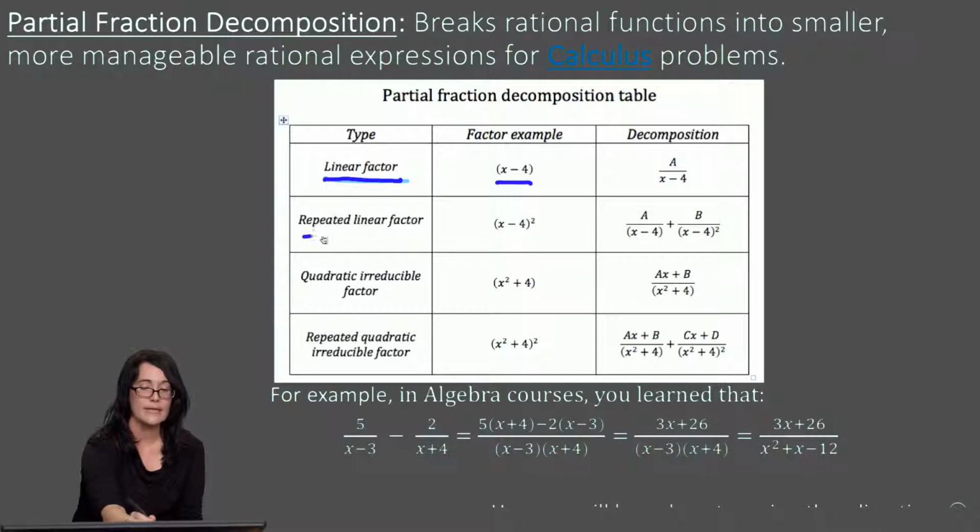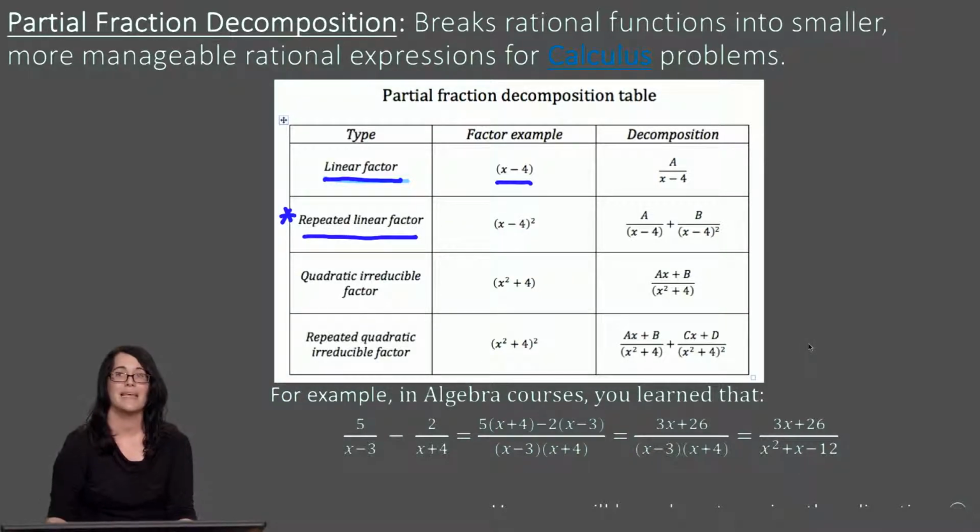The repeated linear factor, however, that's going to be your hardest case. I'll put a little star next to it. The repeated linear factor will be where you have a linear factor, degree 1, but it occurs more than once in your denominator. So maybe to the second power or the third power, etc. Now, what makes this difficult is that instead of just having a single partial fraction with that factor as your denominator, you have to work your way up to it.